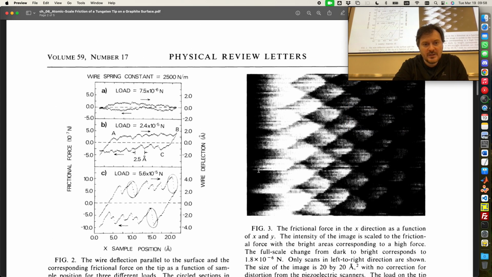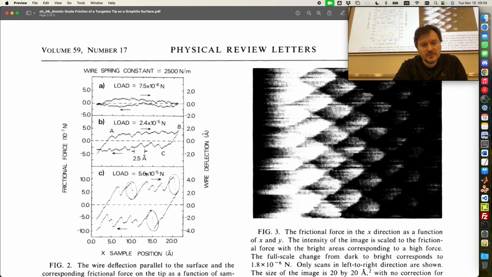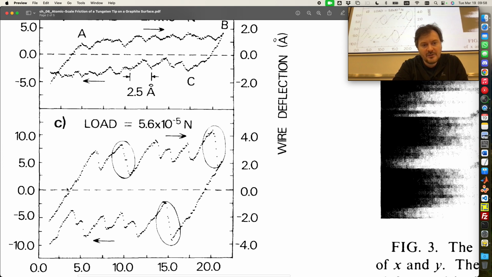So what they do is, if they press hard enough, you see the load is increased here, they actually do see this effect on an atomic level. There's a tungsten tip going over graphite, and every time it passes through an atom, tick, every time. So even if you are atomically flat, you can't get away from this stick slip regime if you have enough load. Of course, here the load is huge, probably.